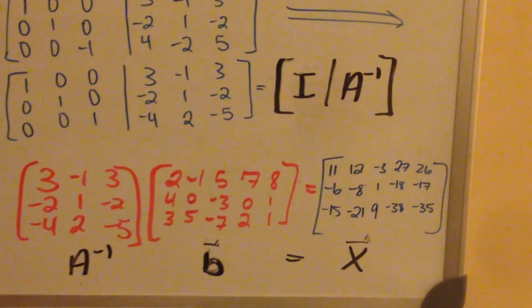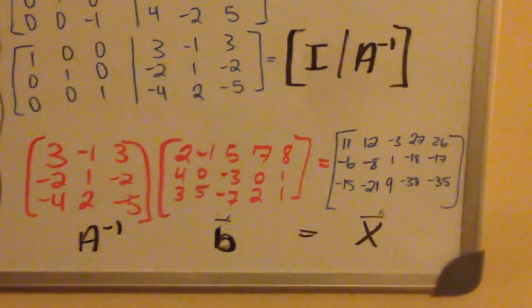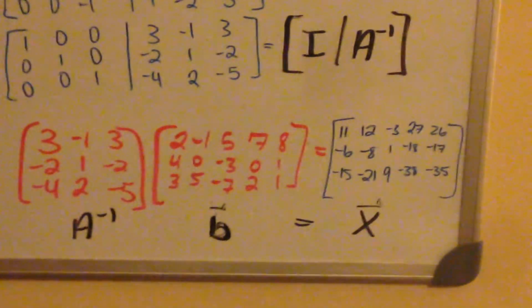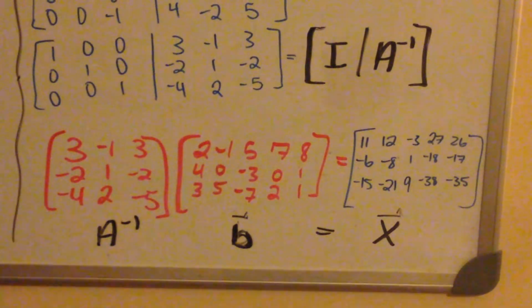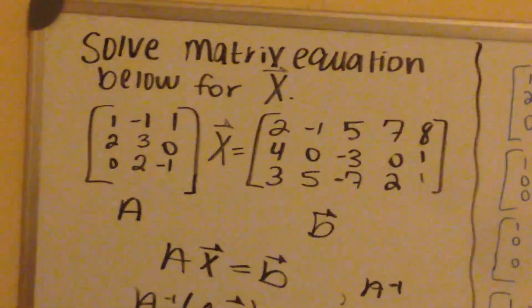So in this case, we took 3 times 2 plus negative 1 times 4 plus 3 times 3 to give you 11. And we repeated this process multiple times to give you X. And that solves the matrix equation for X. Thank you very much.